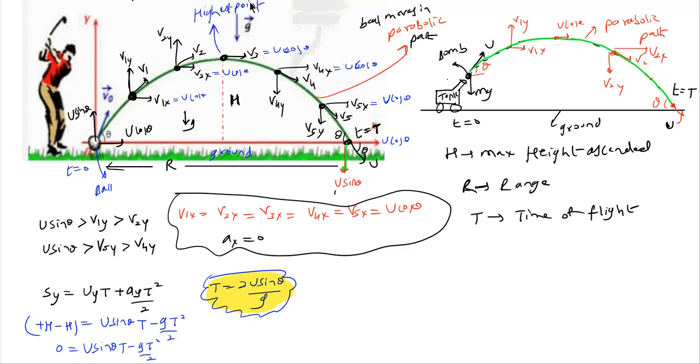This particular thing is called the highest point. So when the ball moves from the point of striking to the highest point, what is the displacement? The displacement will be h.